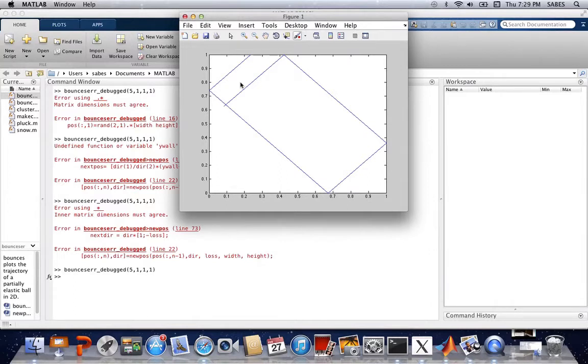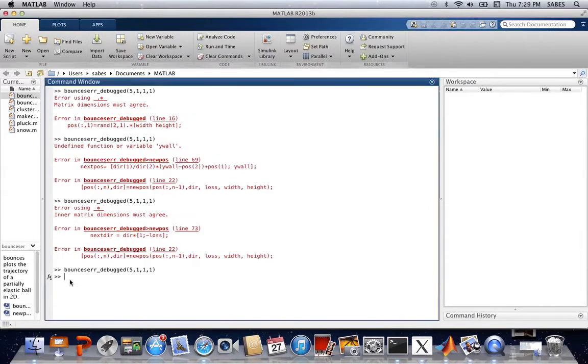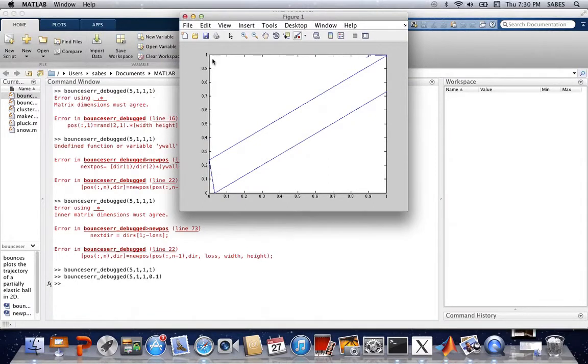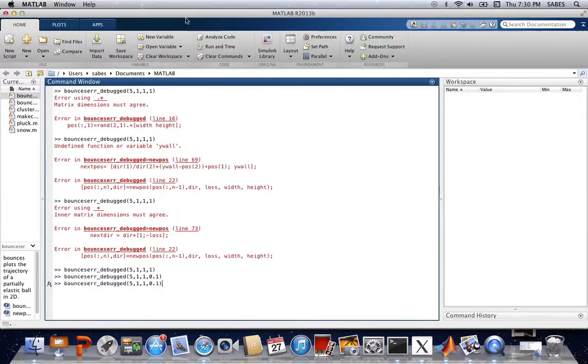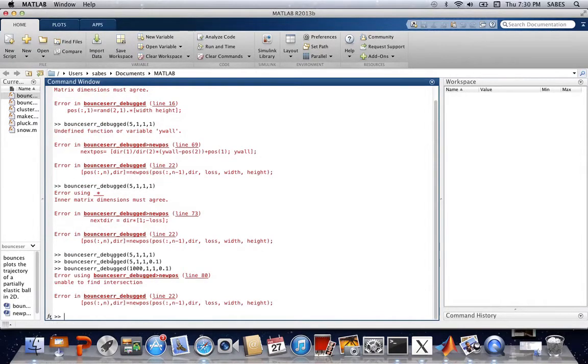We might feel that okay, so now it's alright, and let's try some extreme examples to see whether it's actually working alright. So let's reduce the loss coefficient, and we see that also seems to be working. So just to have fun, we also increase the number of bounces to something crazy, and we see that we have gone to that dreaded section of the program which says we have not found any intersection.